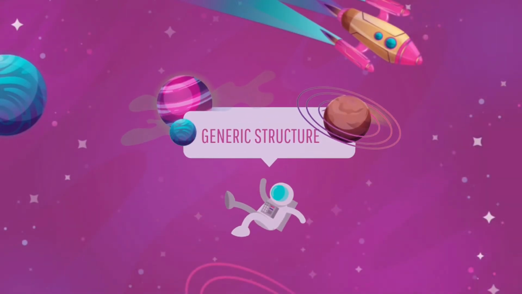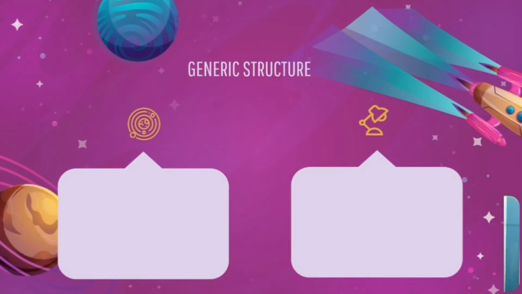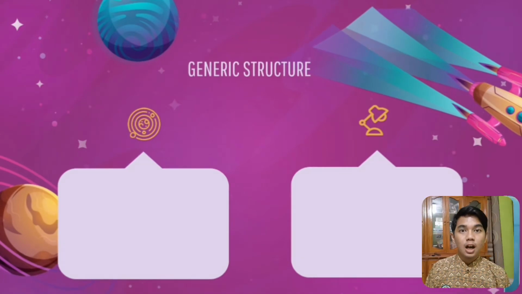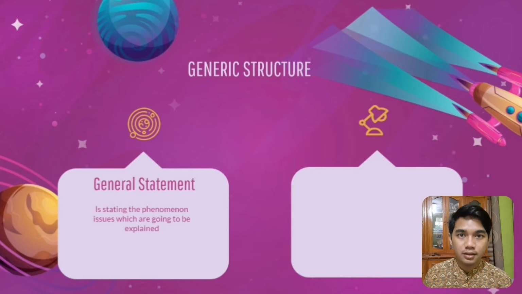Now let's check out the generic structure of an explanation text. Hello everyone, I will introduce you to the generic structure of the explanation text. In the explanation text, we have two parts of generic structure. The first one is general statement. General statement is stating the phenomenon or issue which is going to be explained. As an example, why summer daylight is longer than winter daylight.